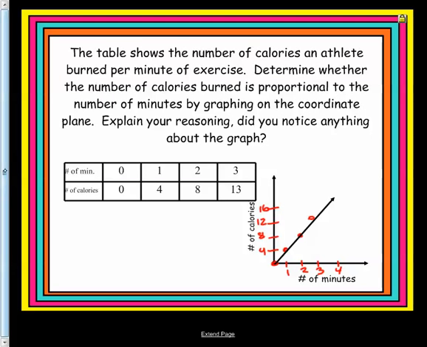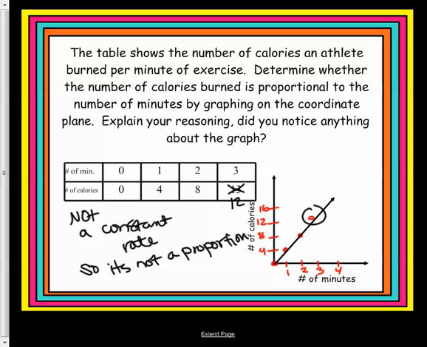If we look at this one, the table shows the calories versus the minutes of exercise. And as we increase, do you notice that this should actually be a 12? If it was proportional, it would be increasing by 4, but it's actually increasing slightly more rapidly. So the reason why this one won't work is not because it doesn't pass through the origin, but because it's not a constant rate. So there are 2 requirements.